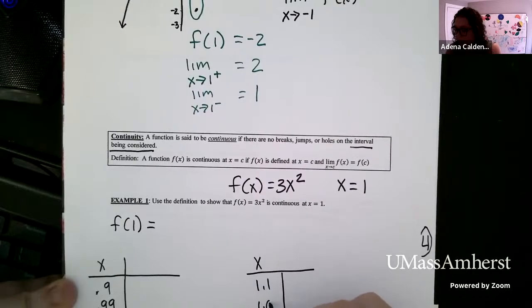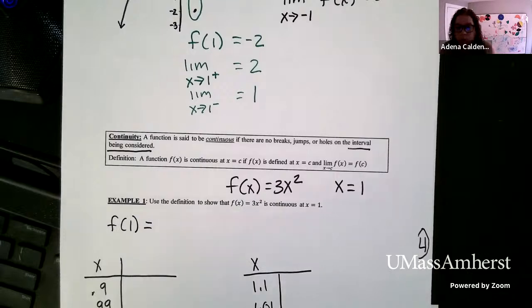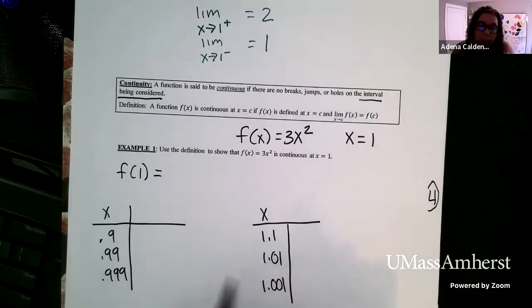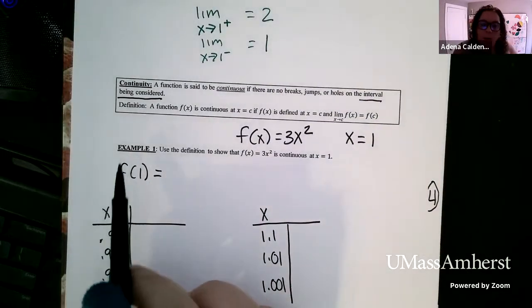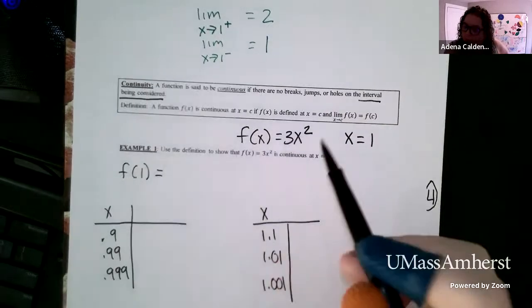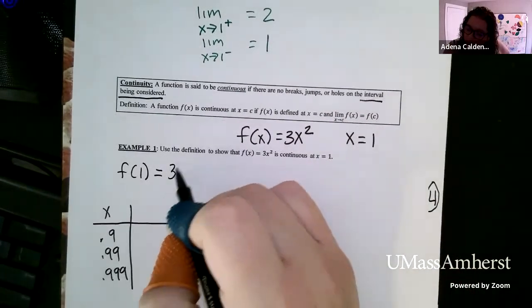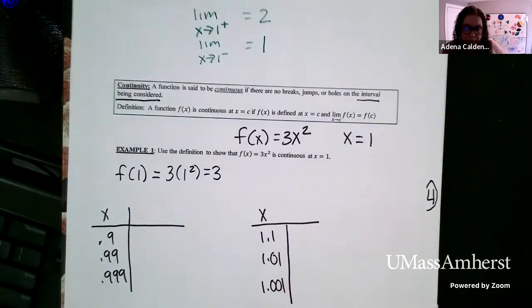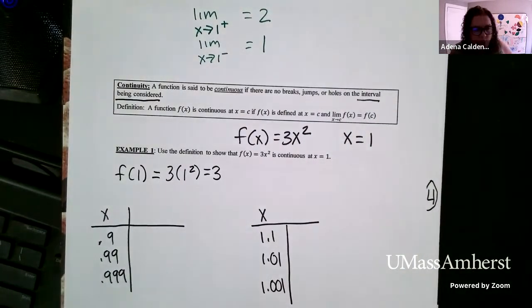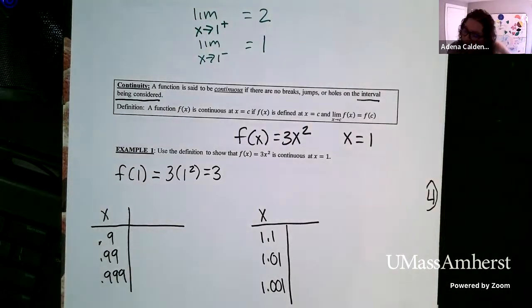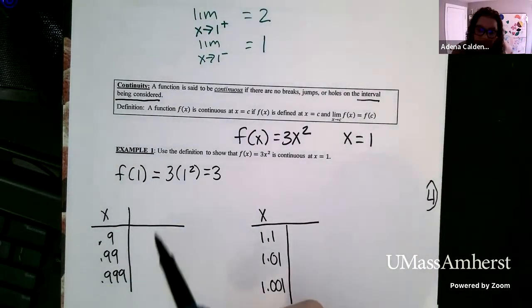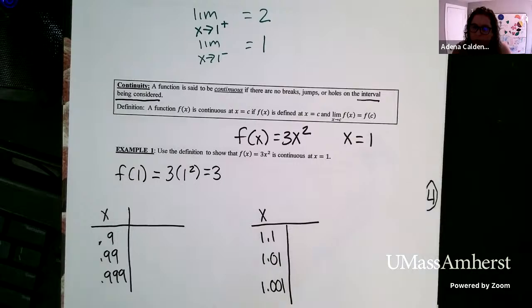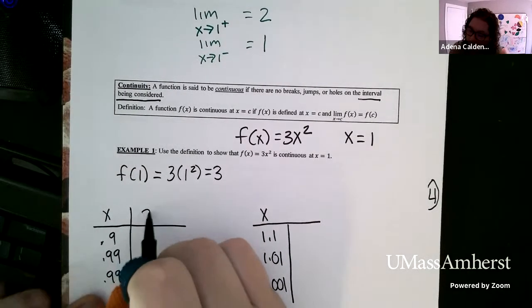All right, so let's check all the things we need to check here. So one of the things we need to find is f of 1, which is the functional value. If we plug in a 1 here, we have 3 times 1 squared, which is 3. Okay, you don't have to do that first. That's just one of the things. Now, to figure out the limit as x approaches 1, we need to look at the left and the right to make sure they're approaching the same thing.